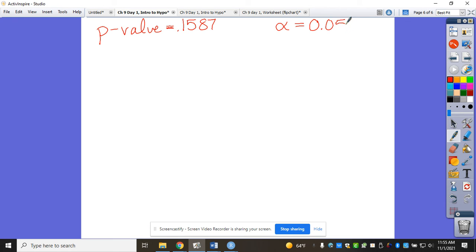Where are we writing this? I would probably write it somewhere down here. So this number is not less than this number. Everybody agree with me? 15% is not less than 5%. So let's write our conclusion. That means that we, what? Which are the two things we just wrote in the conclusion?